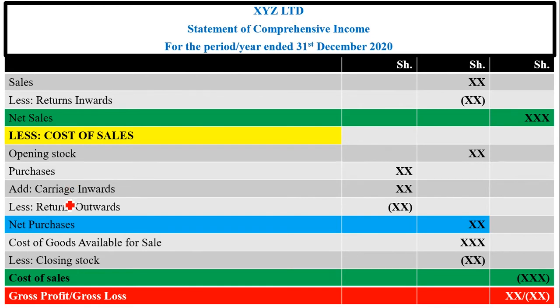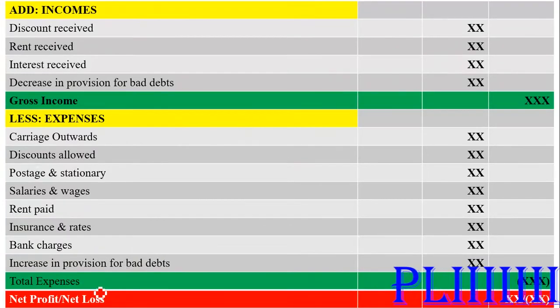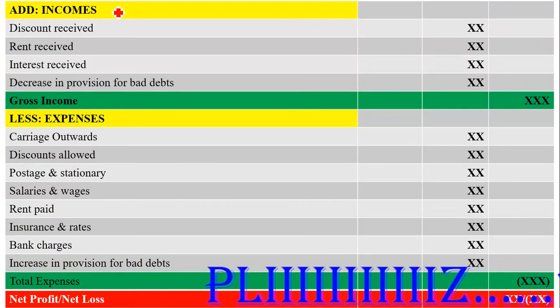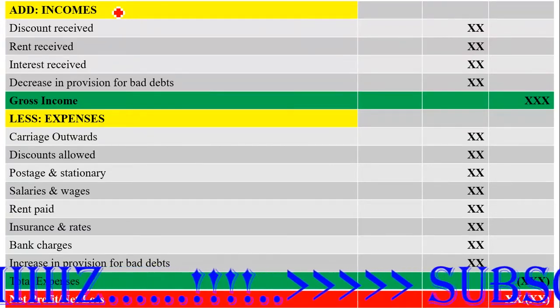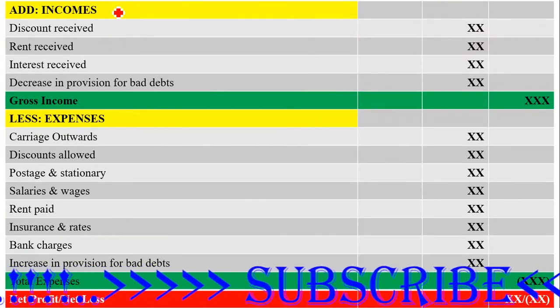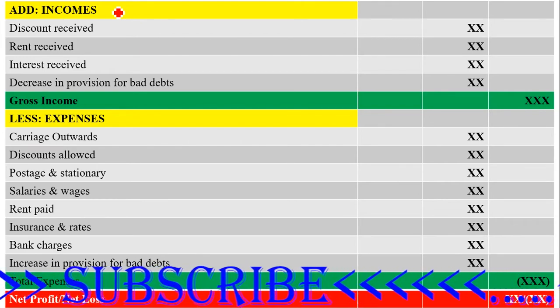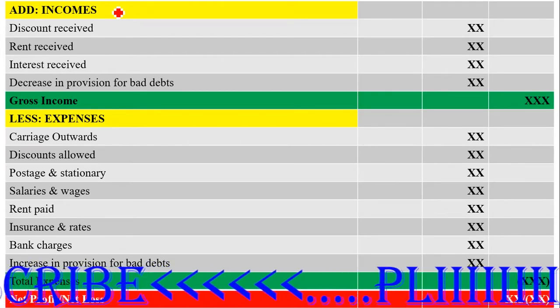Then we continue. So this statement continues downwards, but in this case I'll use another page. So downwards there we continue from the gross profit. What do we move to? From the gross profit we normally add the incomes. Income is what you have earned, the gain that you have earned during that particular year.